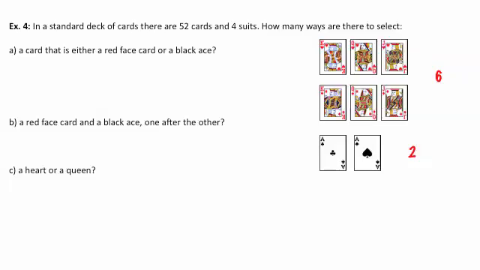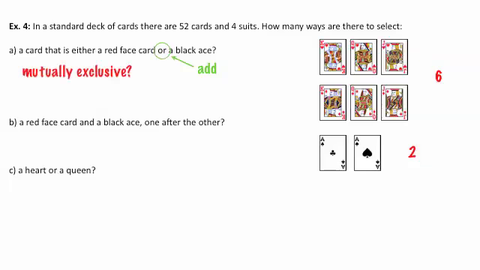And so how many ways could we select a card that is either a red face or a black ace? So if you reached in, how many different possibilities are there? The key word here is or. This word or, you're going to see it over and over, and or means to add. A card that is either a red face or a black ace.